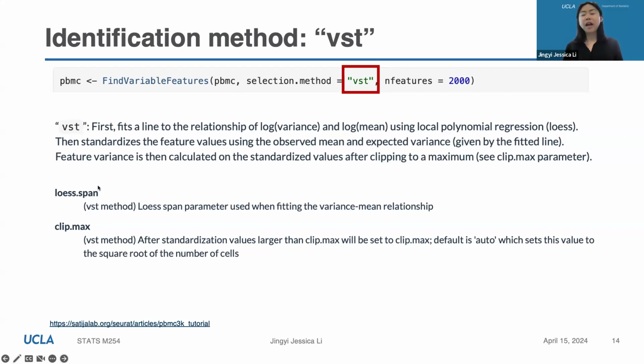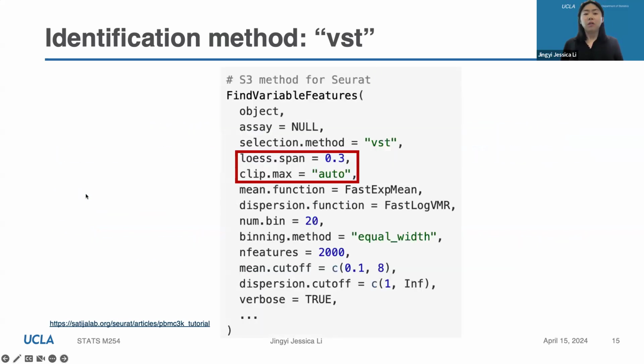Okay, so we actually have two key parameters in this variable features function. One is called loess span, which is for the curve fitting. The other is called clip max. Let's first look at the loess span. What does it actually do?